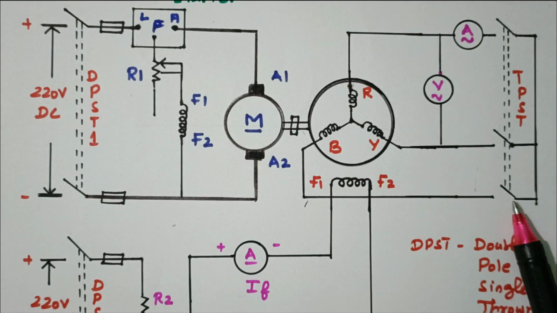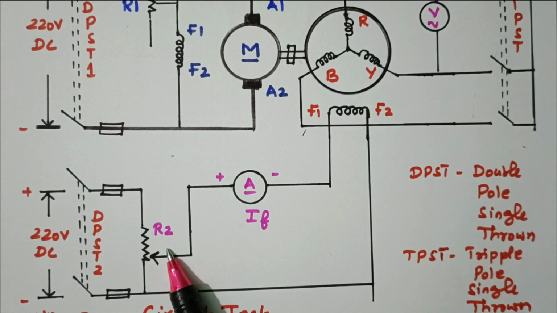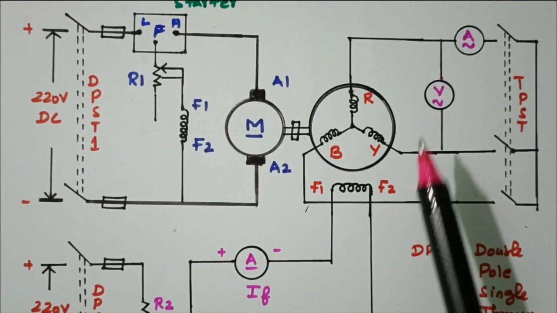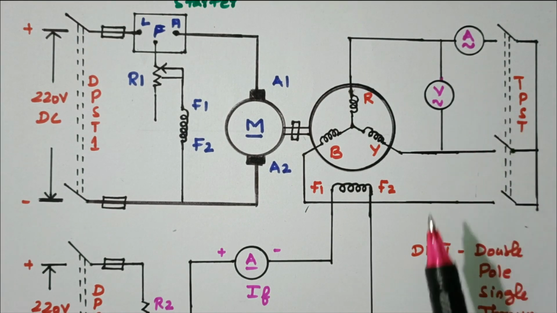The TPST switch is closed, right? Now this R2 is varied in order to apply the rated armature current. So the first thing, R2 is brought to the initial condition. The TPST switch is closed, and again R2 is varied in order to bring the rated armature current. This armature current can be measured by this ammeter. Using the ammeter, we can measure the armature current. The field current corresponding to the rated armature current, both are noted down.